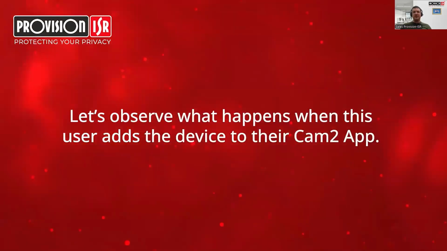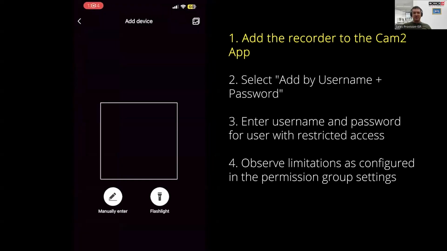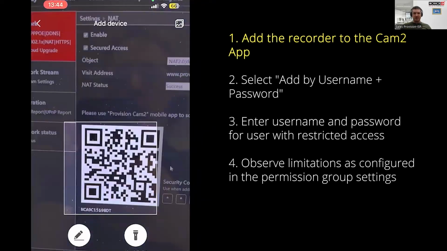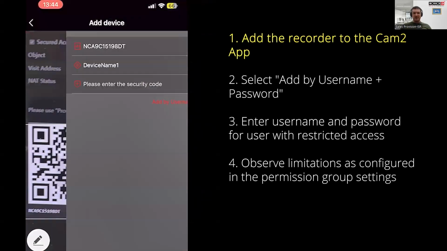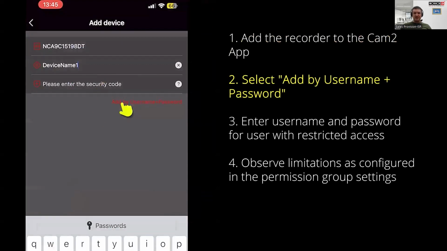Let's head over to the Cam2 app. To demonstrate the limited permissions for this user, we'll add the NVR device to the Cam2 application via the QR code. Once we've scanned the code, select add by username and password, and enter the credentials for the user with restricted access that we've just created.